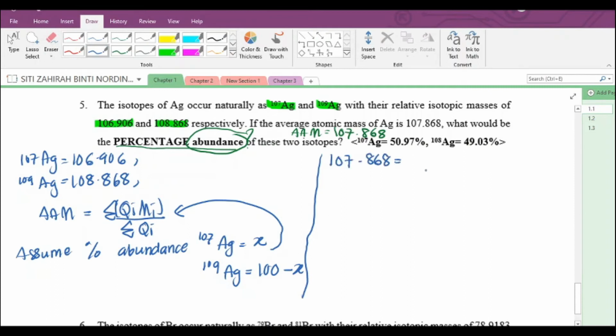So 107.868 equals 109.906 times x plus 108.868 times 100 minus x. So you finish off this question and you should be able to get the percentage abundance in this final answer. Okay, you can compare it.